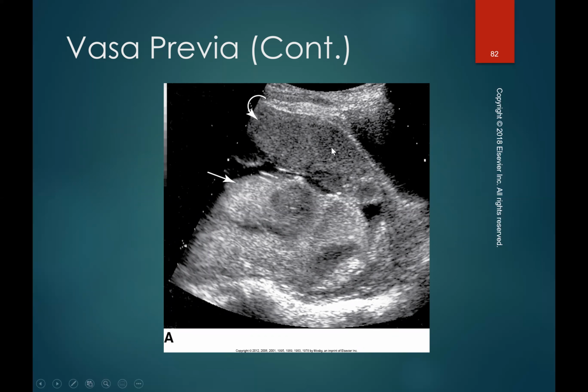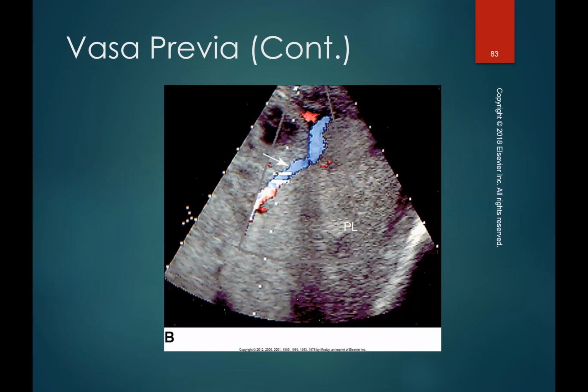This is an image of a vasa previa. This is the cervix down here. There are two accessory lobes, or two placental lobes, there, and there are blood vessels that connect them, although it's not a great picture. Again, not the greatest, but this is showing the vascular flow of the placenta.